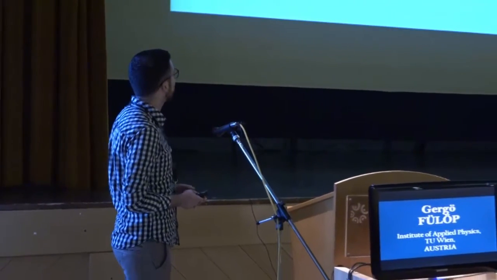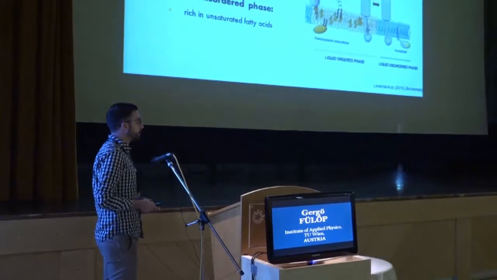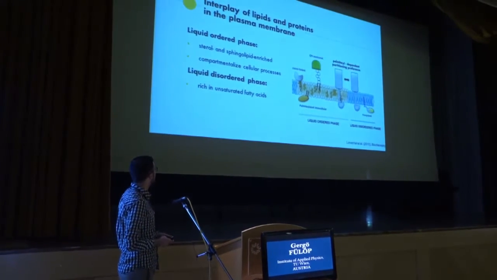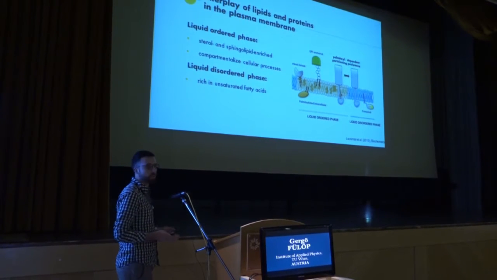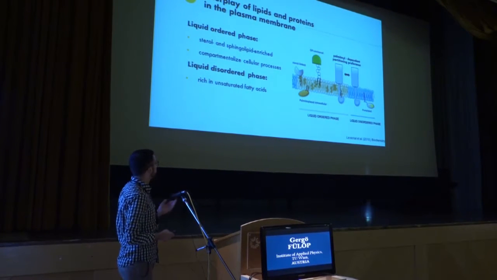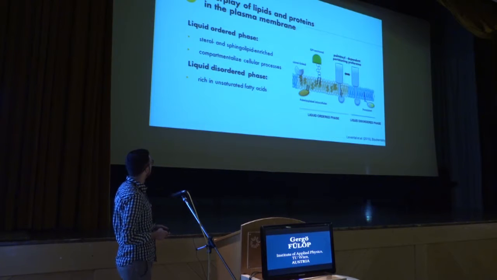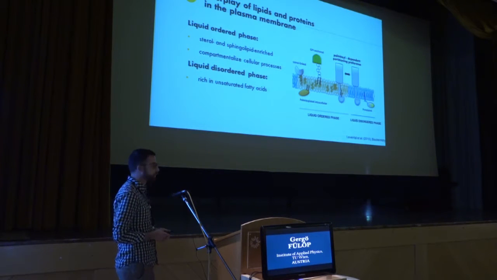So, since the investigation of different lipid phases in the plasma membrane, it is well thought that in the mammalian cell membrane we have a liquid ordered phase which forms certain size domains, and these areas are typically enriched in sterols and sphingomyelin. And there is also another phase, the liquid disordered phase, which is rich in unsaturated fatty acids.